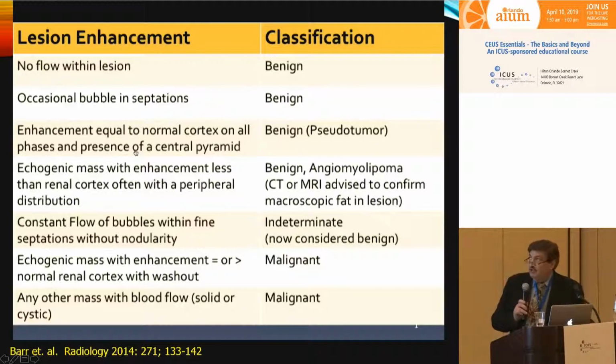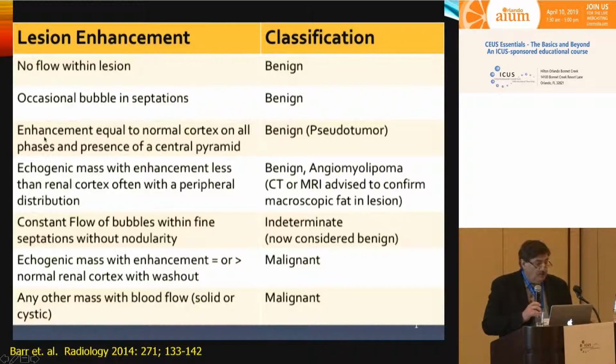No flow within the lesion is benign. Occasional bubble in septation. Sometimes you'll see a little bubble just mosey on through the septation. Those are benign. If we move down here, with constant flow of bubbles in a fine septation without nodularity, we had several of these cases, and again, we followed them for 10 years, and they all remained the same and didn't turn into malignancy, so we now consider that a benign finding.